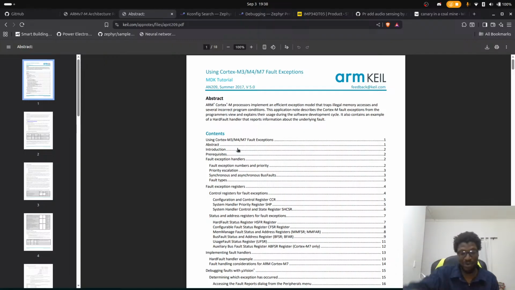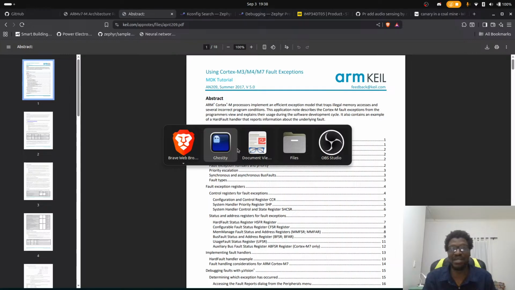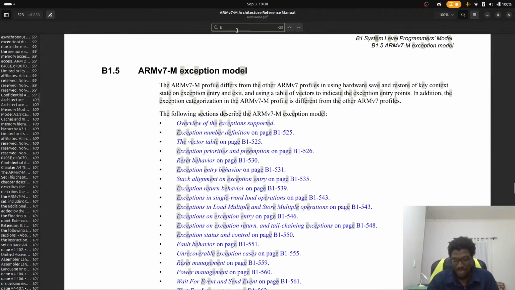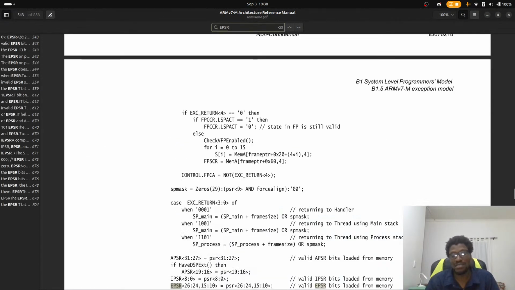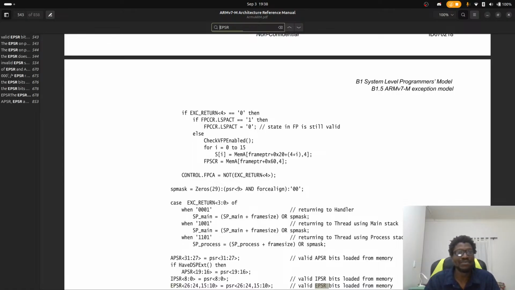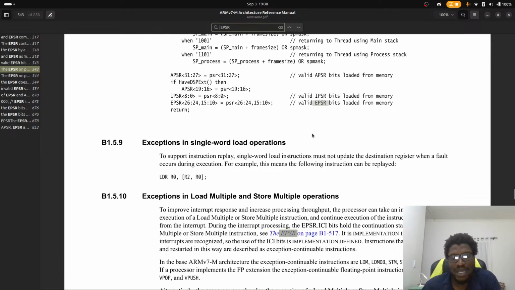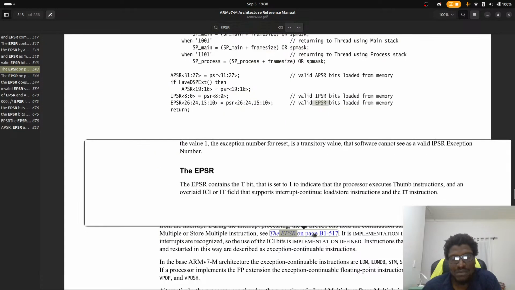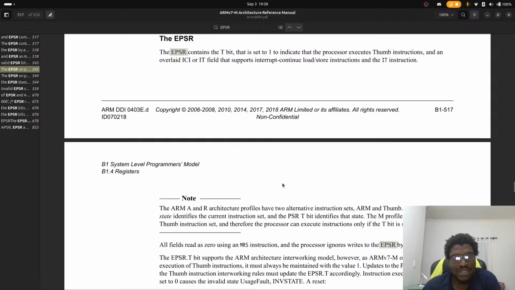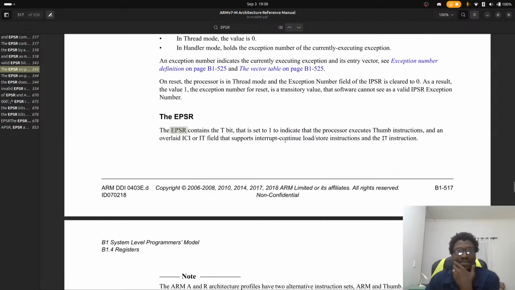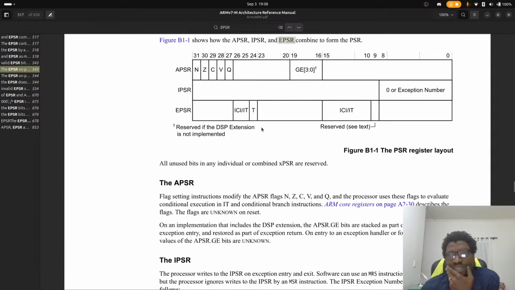Since we now know what an EPSR is, we can go back to our reference manual so that we can look at it. EPSR, isn't it? I believe so, some sort of status register. Let's find EPSR. Valid EPSR? No. EPSR? No, that's not the one I'm looking for. The EPSR page? Maybe that one? No. Let's look at it. So these are all status registers.